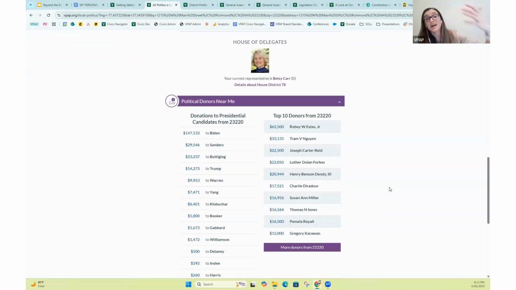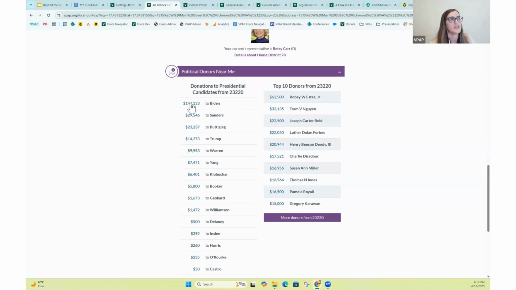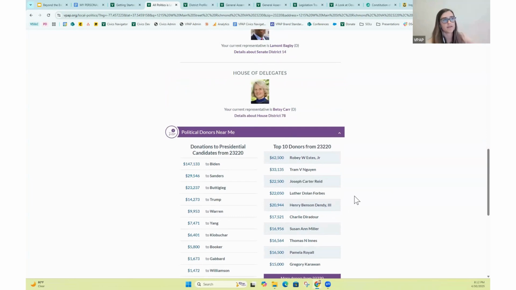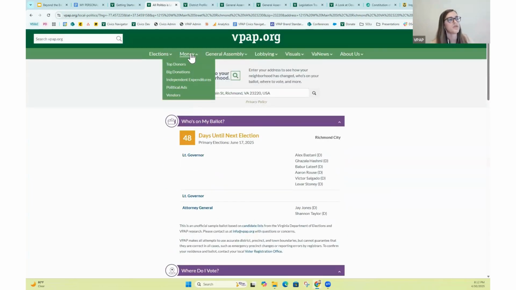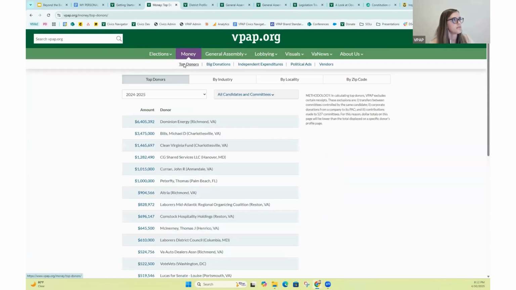And then if you're at a higher level, if you're at the high school level, or the higher ed level, or you're an adult, you might want to also begin to look at the political donors near you. And all of these are interactive and clickable as well. So you can see the top donors from that area. If you don't want to go at it from your representative, you can just come over here to money and go to top donors. And you can see, obviously, Dominion Energy and the Clean Virginia influence our politics quite a bit. But you can drill down the information on that, who, what, where, when.